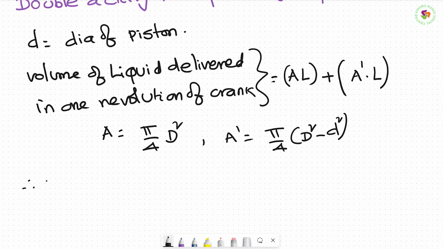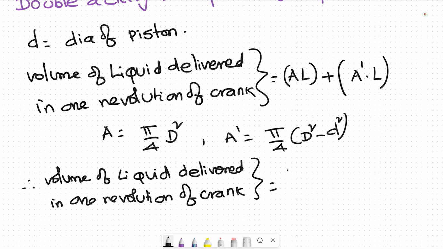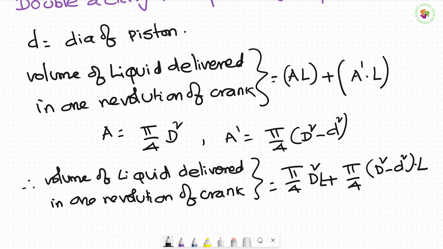Therefore, the volume of liquid delivered in one revolution of crank is equal to pi by 4 D square into L plus pi by 4 into D square minus d square into L. So this is the next.